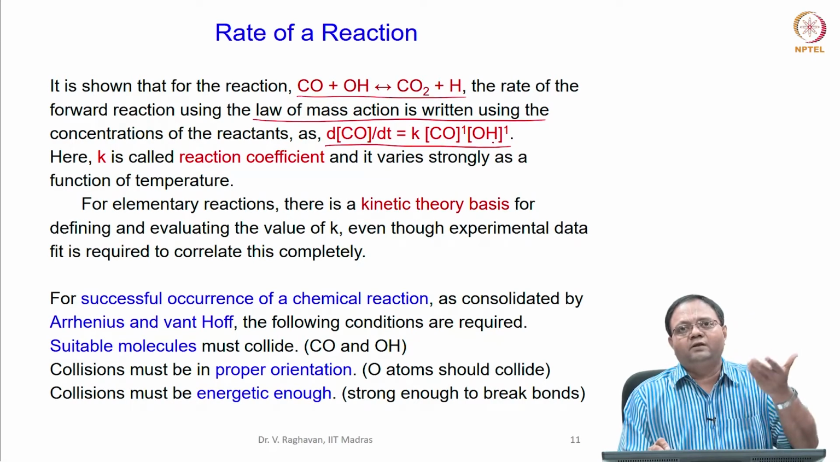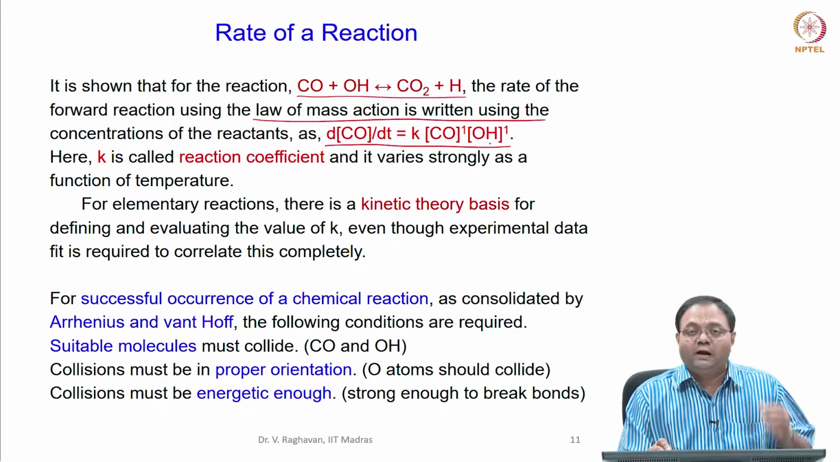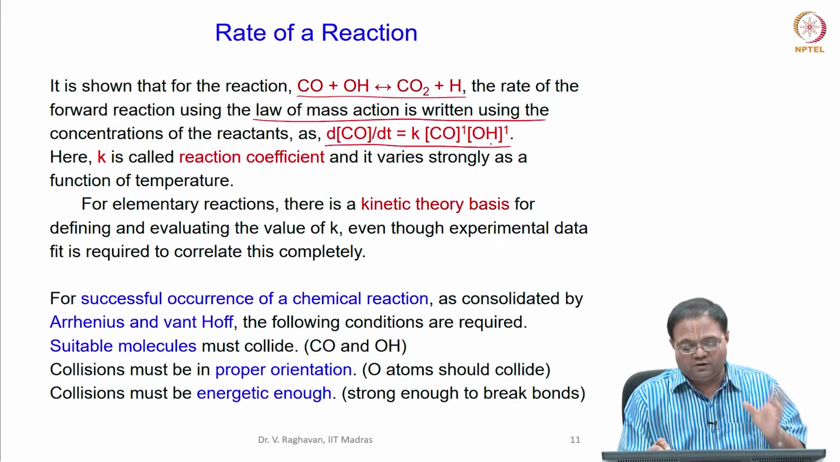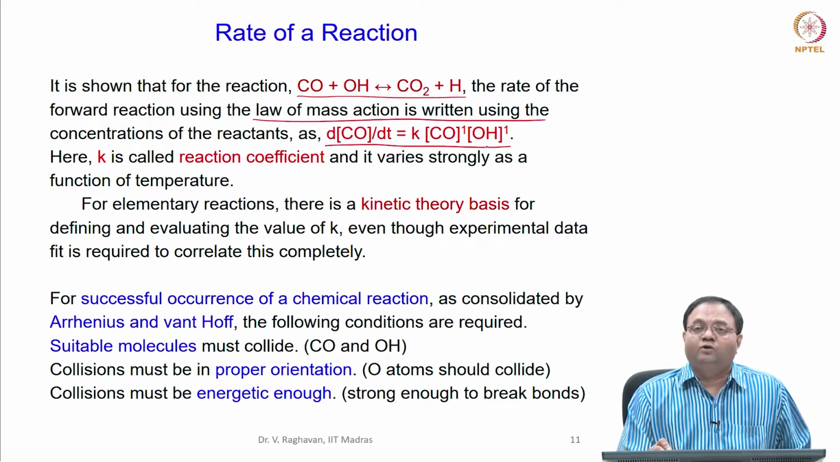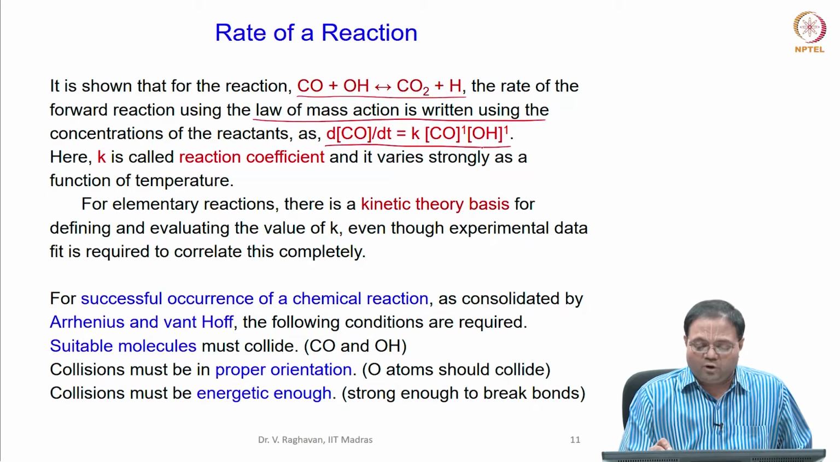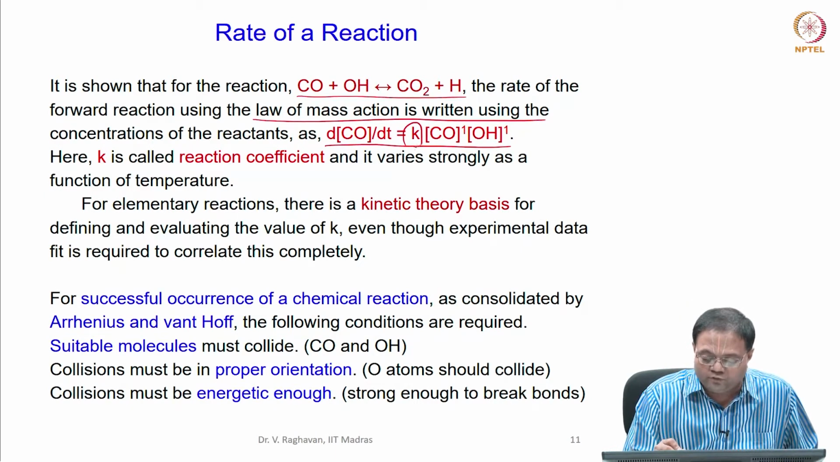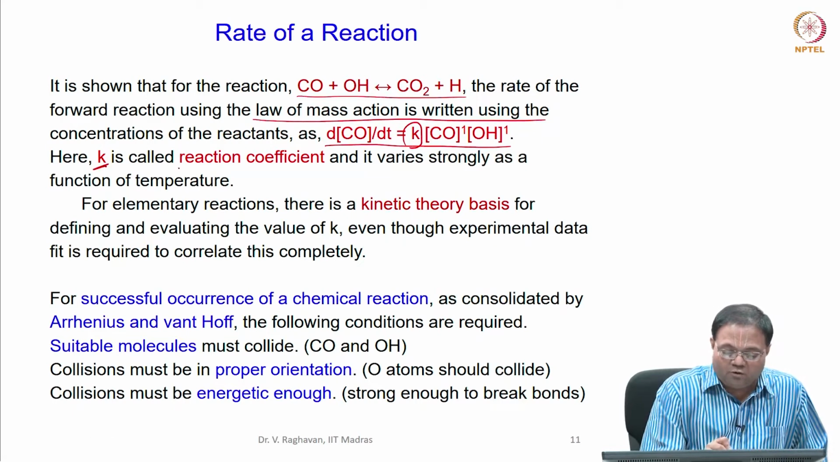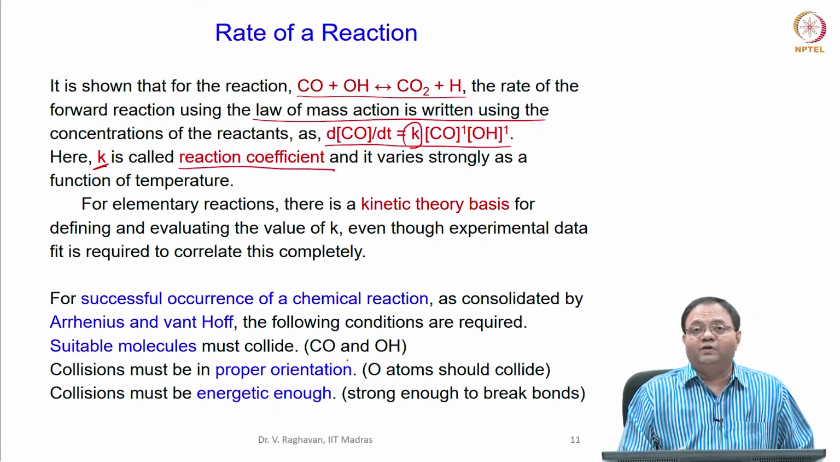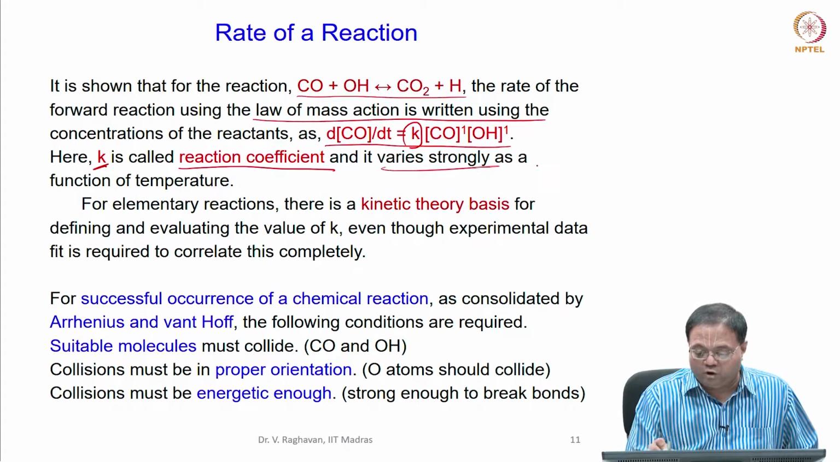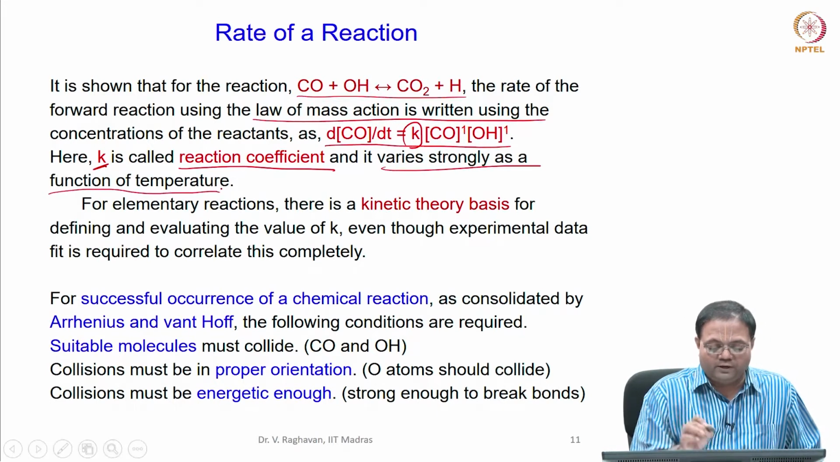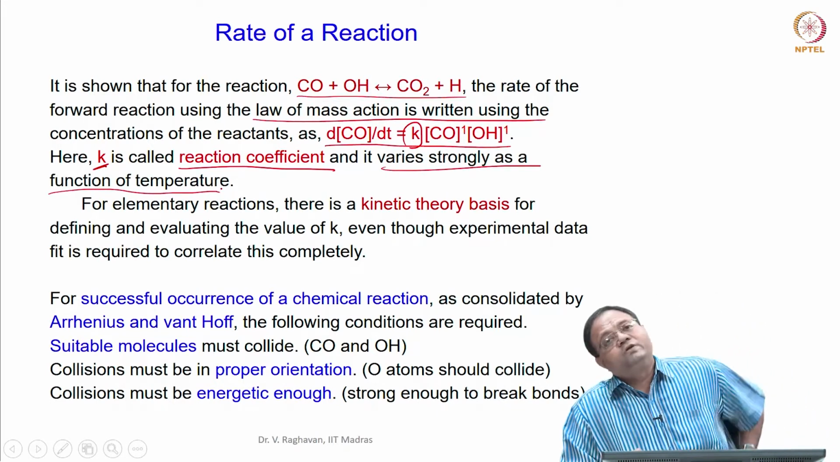Here the powers are the stoichiometric coefficients for an elementary reaction, but for a global reaction it is not, we will see that later. The constant of proportionality is not a constant, but it is called rate coefficient K. So, the K is called rate coefficient, and it is not a constant, it varies strongly as a function of temperature. The rate coefficient varies very strongly.